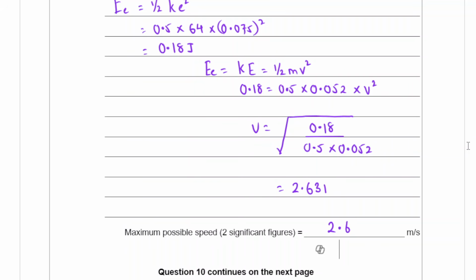Now, there's alternative ways of actually doing this as well. You can use the equation F equals k e and find the force, and then using F equals ma, you can find the acceleration, and then you can use v squared minus u squared equals 2as in order to find v. That's a 3-step process, which is a bit longer.